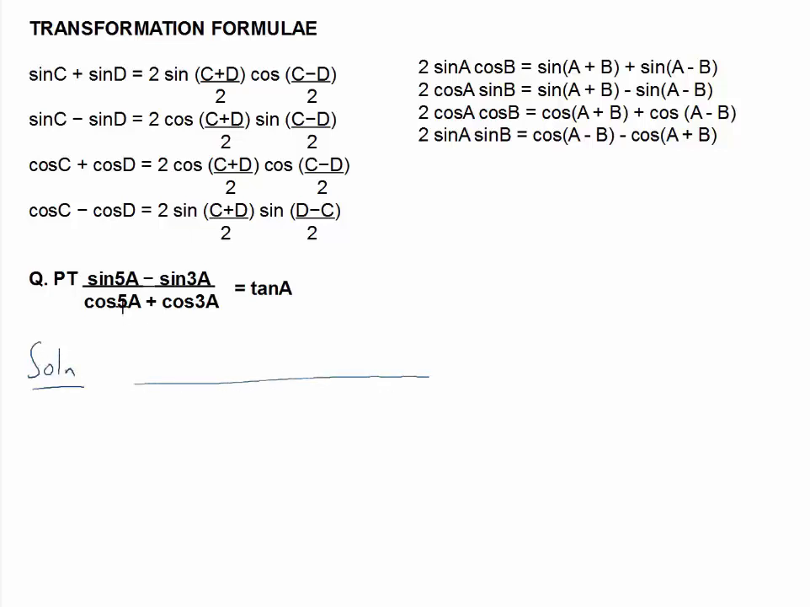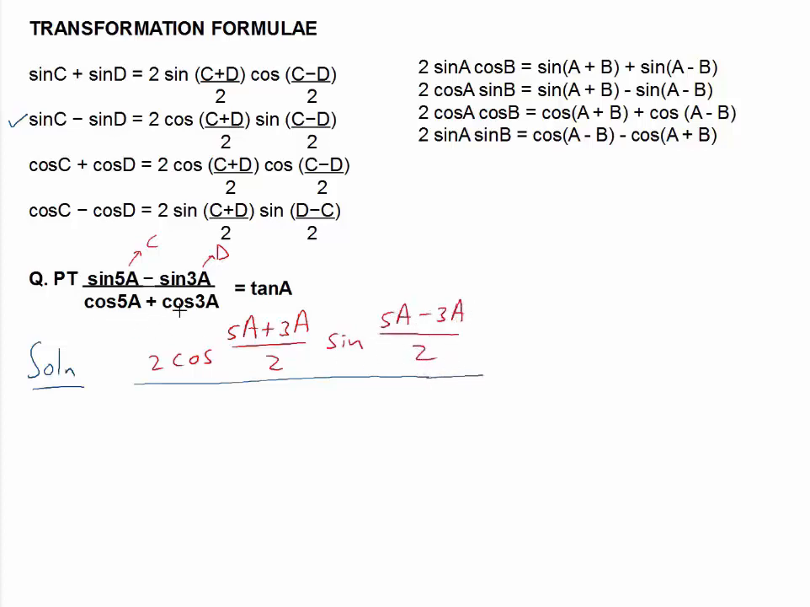So in the numerator we have sine of something minus sine of something. So essentially we will be using this formula where this part would be c and this would be d. So therefore by formula this would become 2 cos of c plus d by 2, so that is 5a plus 3a whole by 2, and sine of c minus d by 2. So that's 5a minus 3a divided by 2.